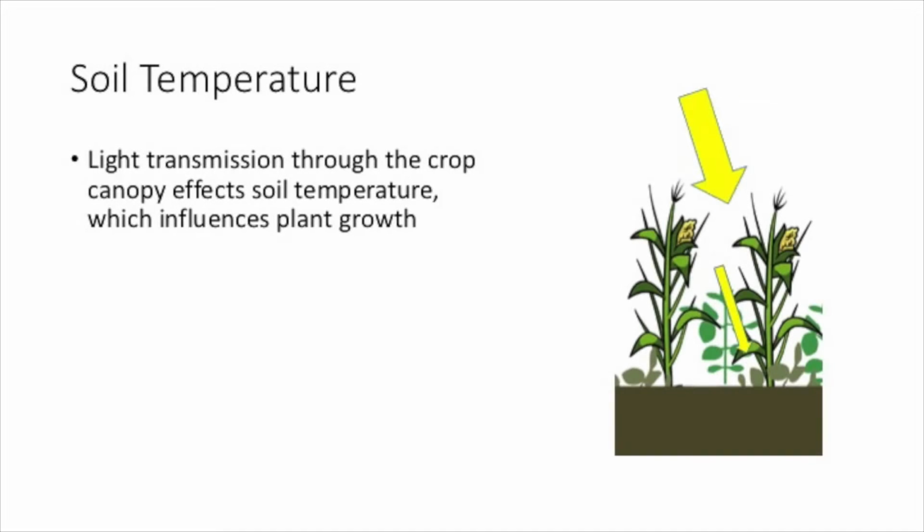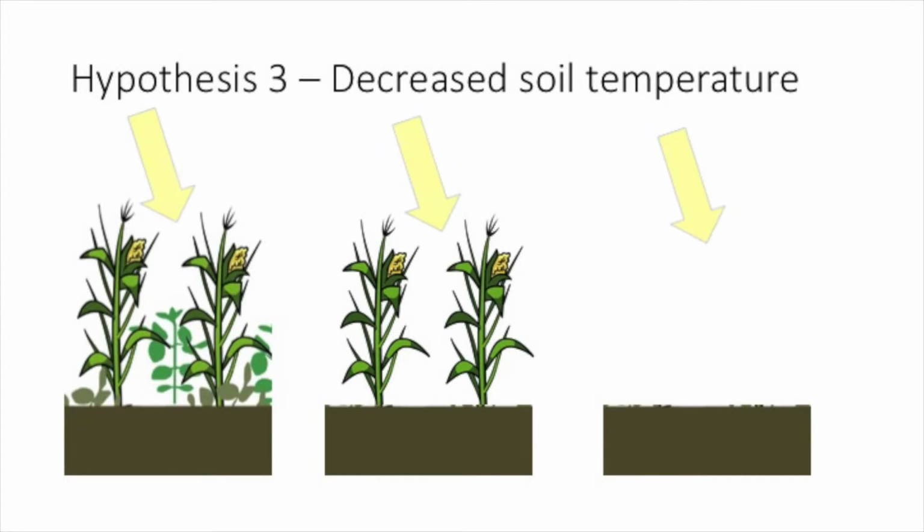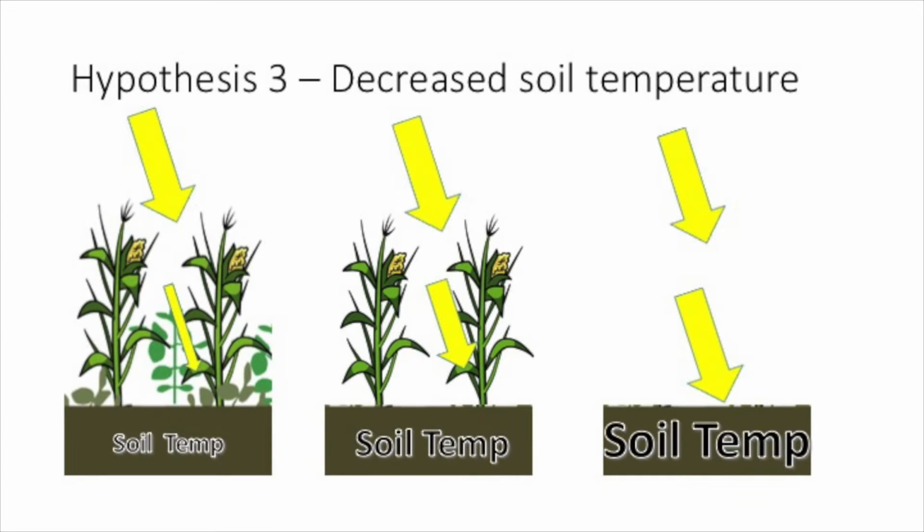Light transmission through the crop canopy affects soil temperature, which influences plant growth, and crop cover influences light transmission. Soil temperature will be lowest in the Three Sisters plots, slightly higher in monoculture plots with similar coverage, and highest in the fallow plots.